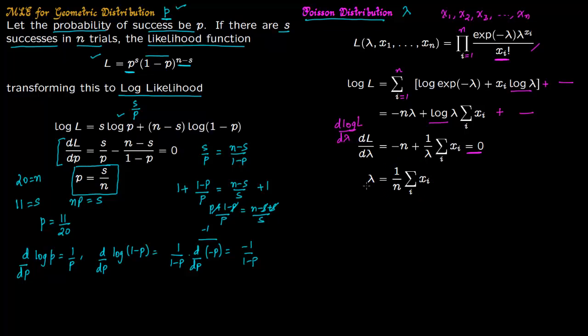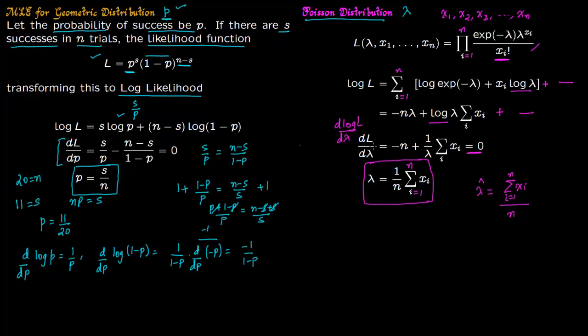Lambda becomes the average of the values, 1 by n of the sum of all the values, where i goes from 1 to n. So the average of your observations is your estimator lambda. The parameter lambda which you wanted to find out, its estimator, you can call it lambda hat, is the average value of all your observations. You sum up all the observations, which are n observations, and you divide it by n.